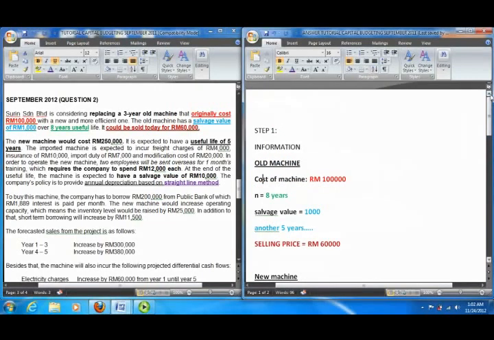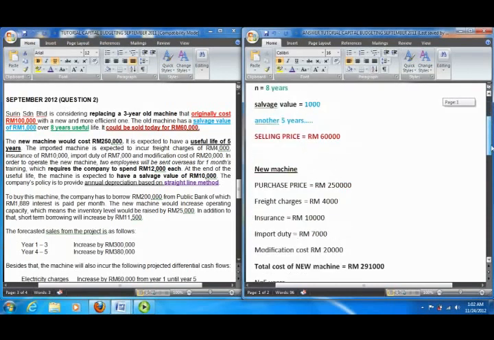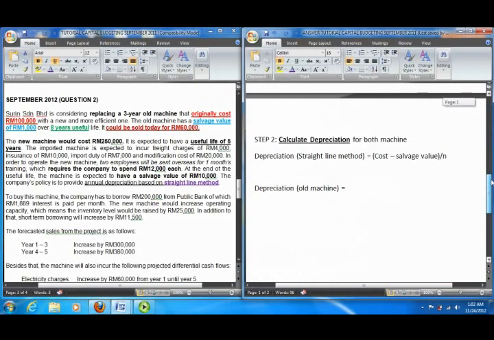The cost of the machine is 100,000. Salvage value is 1,000 and your n is 8 years. Alright, substitute into the formula, class. As you can see the formula here, straight line method: cost is 100,000 minus salvage value 1,000, divided by 8 years. So class, as I told you, it's very important for you to extract the information first, so it's easy for you to calculate step 2 and step 3.